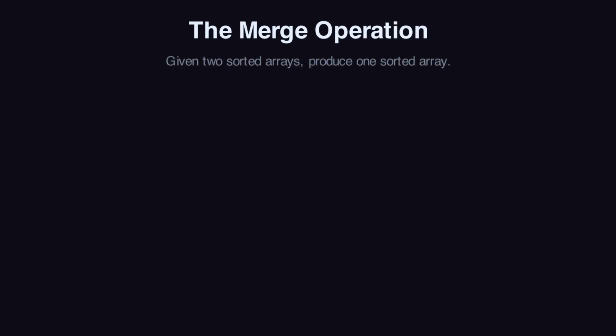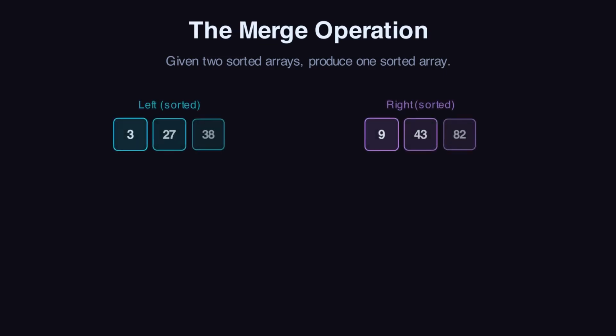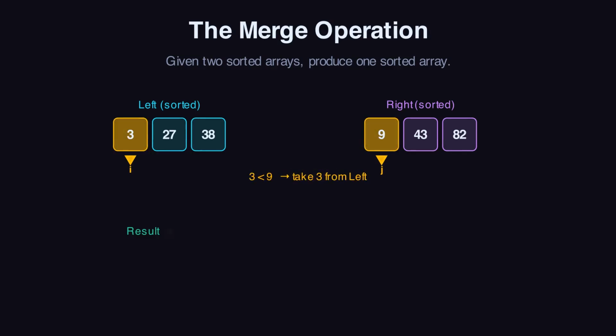The merge operation is the heart of the algorithm. So let's walk through it step by step. We have 2 sorted arrays. Left is 3, 27, 38, and right is 9, 43, 82. We place one pointer, i, at the start of left, and another pointer, j, at the start of right. We create an empty result array and start filling it. First comparison. Left at i is 3, right at j is 9.